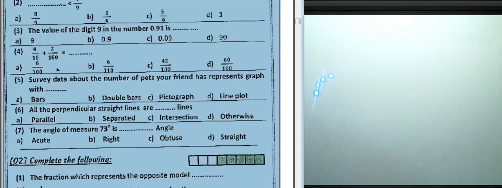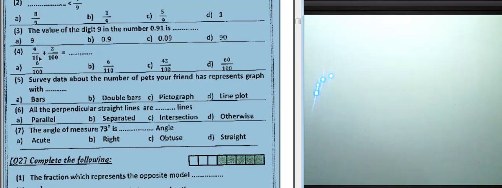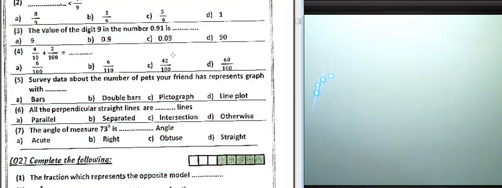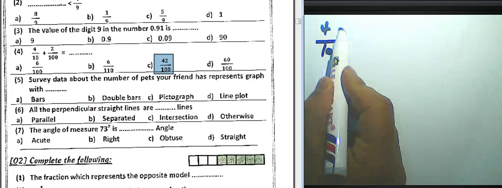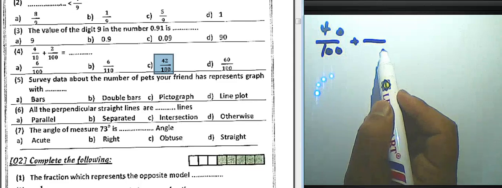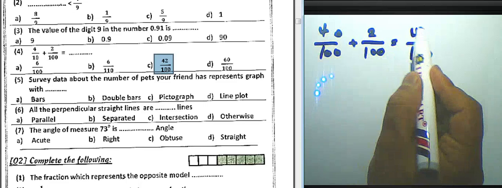4/10 plus 2/100. We must multiply the numerator and denominator of 4/10 by 10. 40/100 plus 2/100 will be 42/100. To find the like denominator between them, it will be 100, and here the answer will be 42.